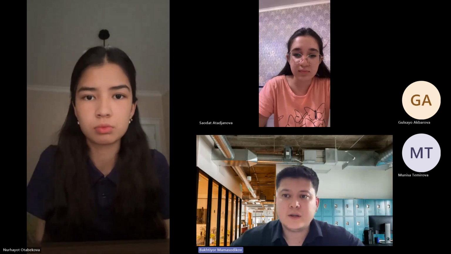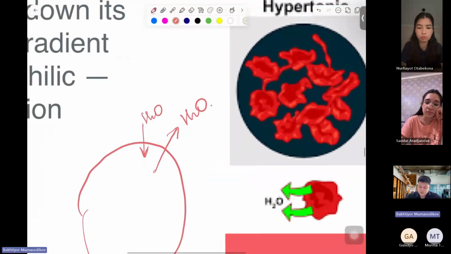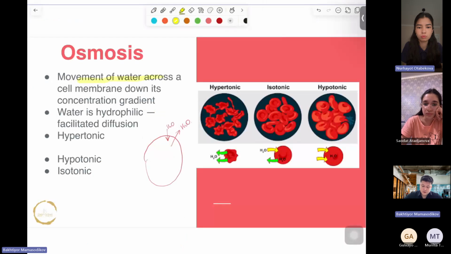So osmosis means movement of the water molecules across the cell membrane, down its concentration gradient. As we know, water is a hydrophilic substance, right? It's hydrophilic. So which diffusion does it pass through if it's hydrophilic?